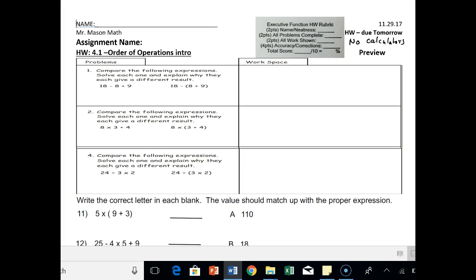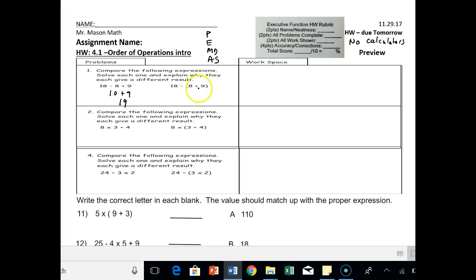So, number one says, compare the following expressions, solve each one, and explain why they each give a different result. Remember, we're using PEMDAS. PEMDAS says parentheses first, exponents next, multiply or divide from left to right, add or subtract from left to right, whichever pops up first. So here we're going to subtract first. 18 minus 8 is 10. 10 plus 9 gives us 19.